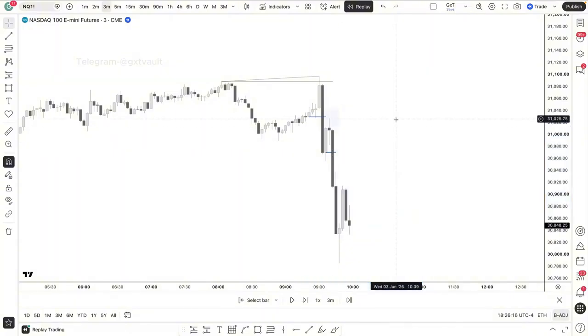I do like entering the first CSD when it's really creating that displacement away, that V shape. I like to see lower time frame gaps. That's just my personal style. But let's go ahead and go over the other ways to trade a C2 reversal.